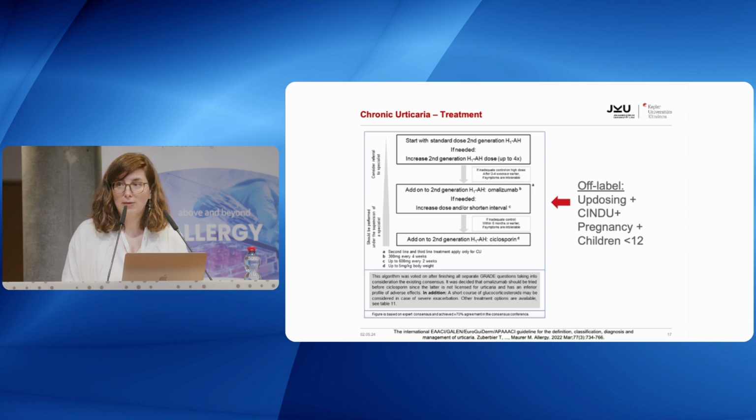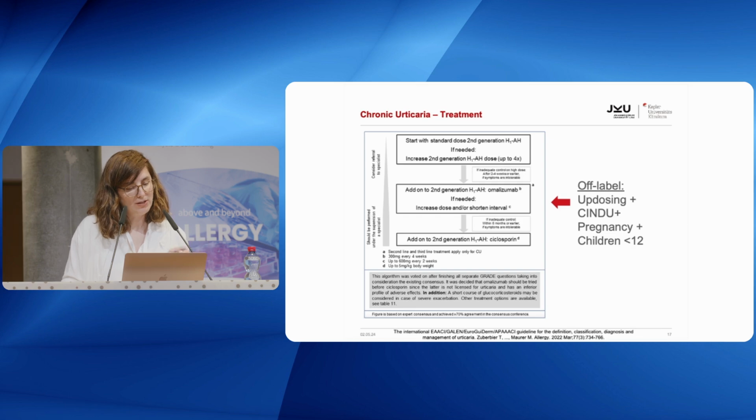So omalizumab is licensed for the treatment of chronic spontaneous urticaria in a specific dose of 300 milligram every 4 weeks. But if this does not help, the guideline also recommends that you can updose. But this, again, would be off-label for chronic spontaneous urticaria. And you have to keep in mind that there can be some occasions, like pregnancy, children below 12 years, and so on, which would also be off-label, although there are data supporting that you can do it. But that would be very specific cases.